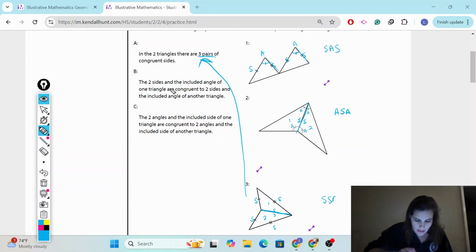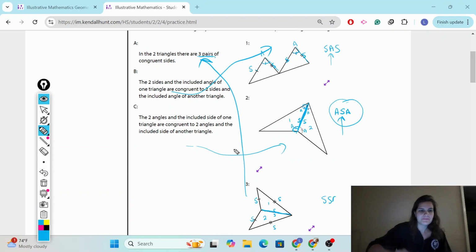Now we're looking for the 2 sides and the included angle of one triangle are congruent to the 2 sides and the included angle of another triangle. Well, here we found we had a side, an angle, and a side. The angle is in the middle because it's included, so we can match. And then finally, we know C goes with 2, but let's read it anyways. The 2 angles and included side of one triangle are congruent to the 2 angles and included side of another triangle. Well, here we go. We have the angle, the side in between the angles, which is the included side, and the other angle is congruent, so it's angle side angle, which is ASA. The side is in the middle of the 2 angles. It's included, so they match.